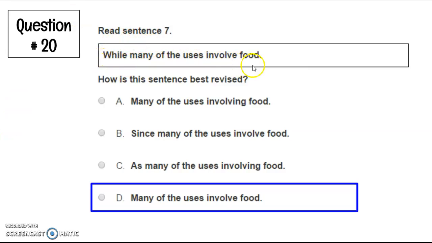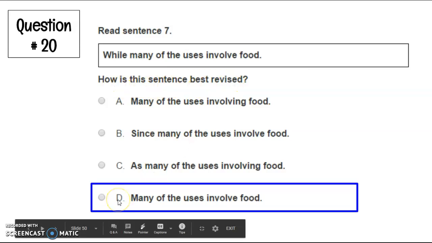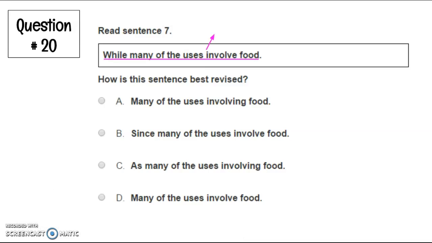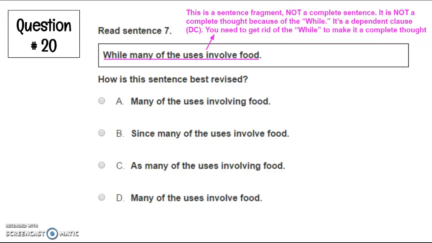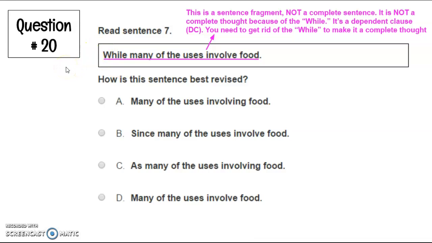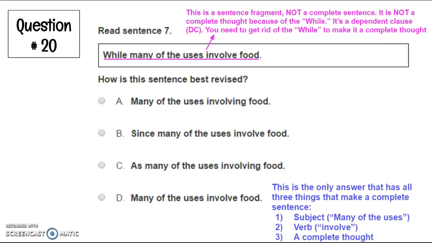While many of the uses involve food, how is this sentence best revised? So the answer is D. So the problem with "while many of the uses involve food" is that it's a sentence fragment. It's not a complete sentence. Every single sentence we write has to be a complete sentence. It's not a complete thought because of the "while." It's a dependent clause. You would need to get rid of the "while" to make it a complete thought.